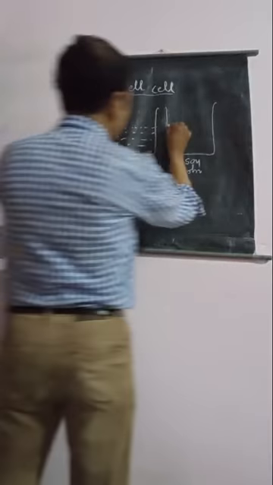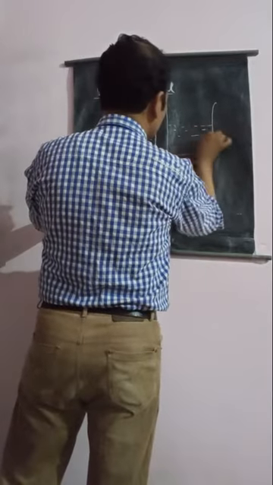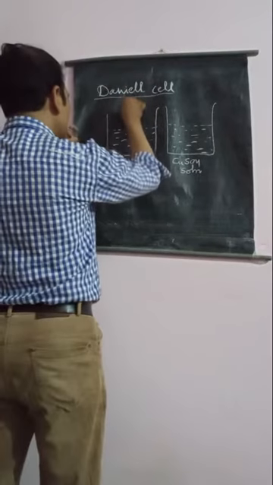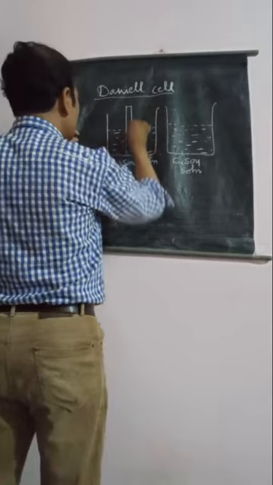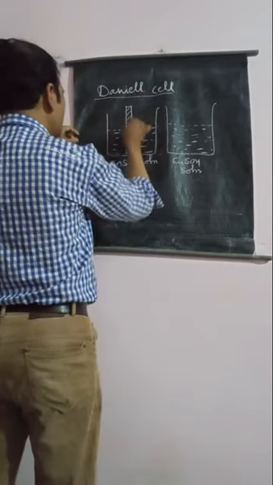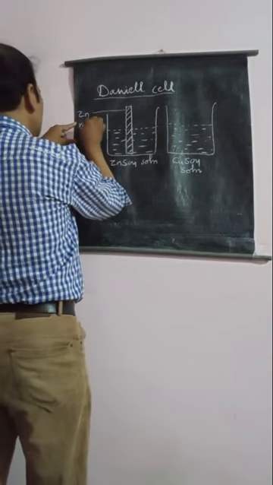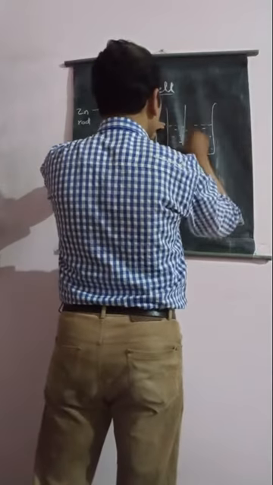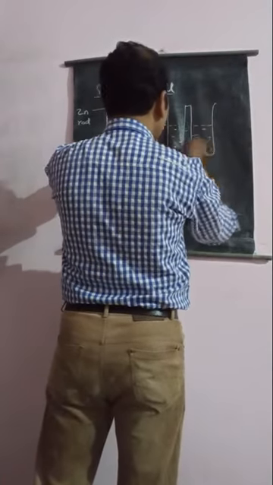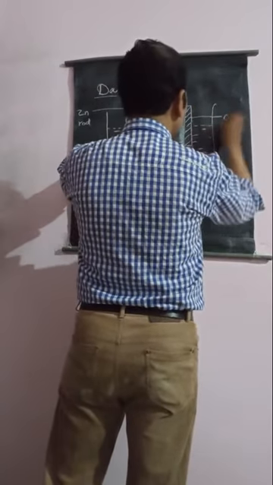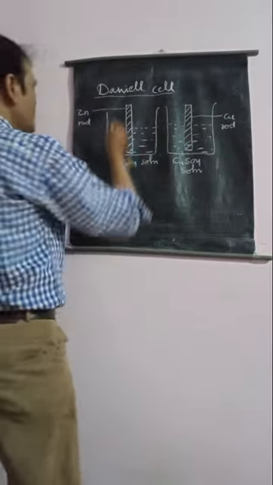And after taking both these solutions, we will dip a rod of zinc in this solution of zinc sulfate. This is the rod of zinc, Zn rod, and our plate. And in this solution of copper sulfate, we will dip the rod of copper metal. This is the Cu rod. Both these rods will behave just like electrodes.